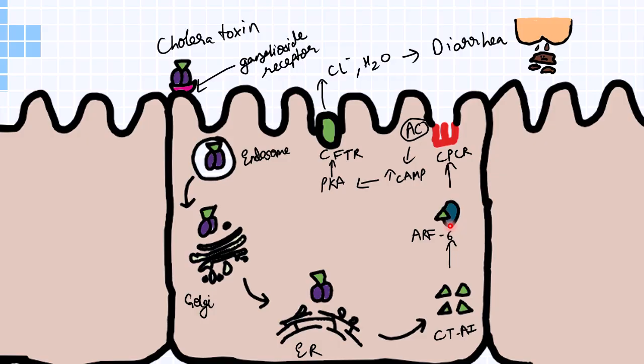It then activates the Gs protein by ADP ribosylation. Adenylate cyclase remains continuously active. Intracellular cAMP increases. Protein kinase A is activated. CFTR chloride channels open. Chloride ions are secreted into the intestinal lumen. Water follows by osmosis. Profuse rice water diarrhea develops.